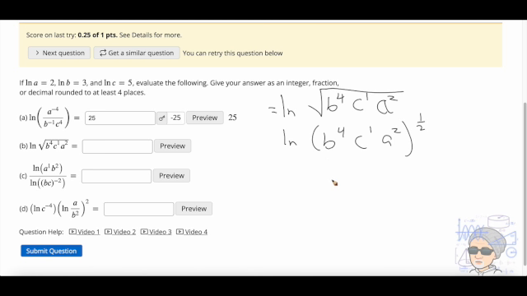Now, one thing I would say you want to do is think of this as the distributive property. I'm going to take every exponent in and multiply it with this half exponent that's out. So ln of b to the fourth power, 4 divided by 2 is 2, okay?